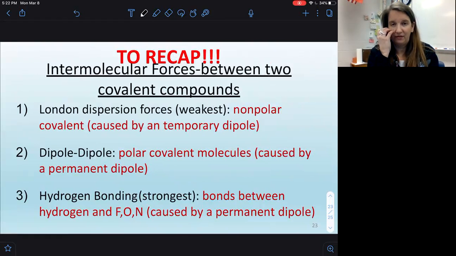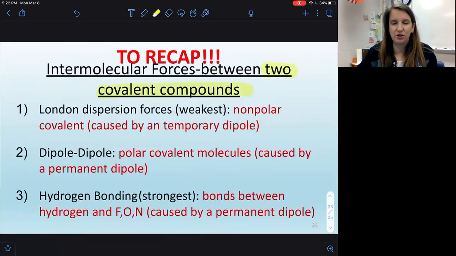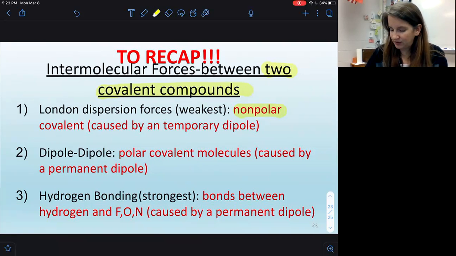So to recap, we've got our three intermolecular forces that exist between two covalent compounds. Again, it's between the two molecules. London dispersion forces is the weakest, and we abbreviate that as LDF, and that's going to be between nonpolar molecules. Dipole-dipole interactions are the next strongest, and they're going to exist between two polar molecules, because that is a permanent dipole. The nonpolar molecules can only have a temporary dipole.